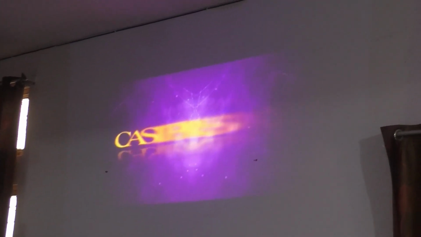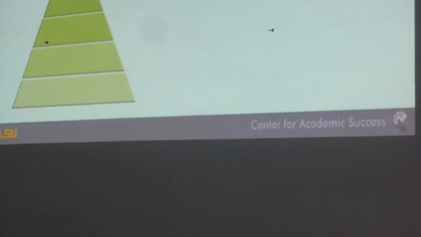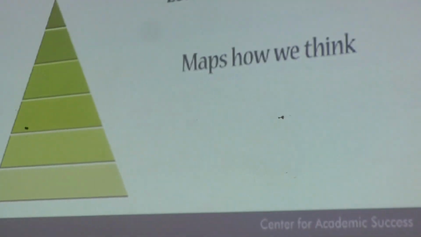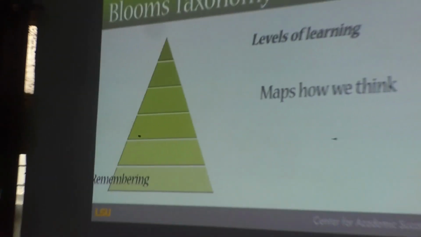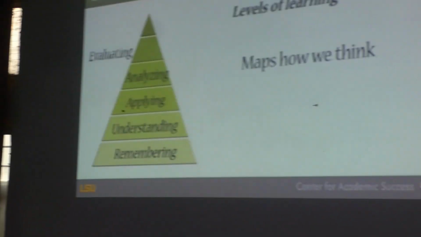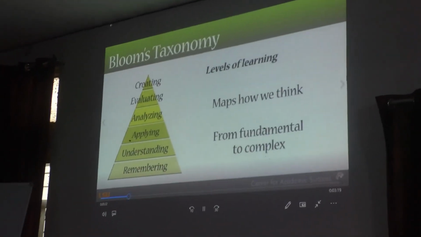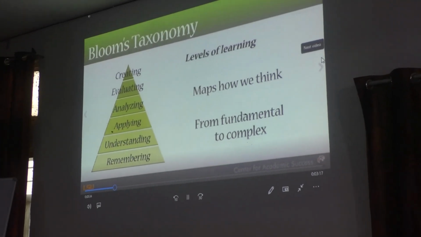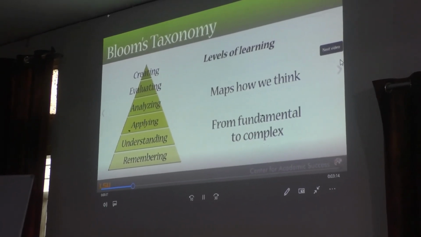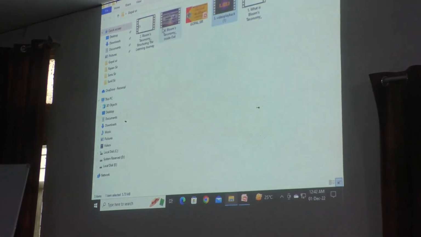The Center for Academic Success presents Bloom's Taxonomy, a classification of learning levels. It maps the way we think and process information. The levels of learning are remembering, understanding, applying, analyzing, evaluating, and creating. The lower levels are more straightforward and fundamental, while the higher levels are more complex. Let's see how Bloom's Taxonomy can help you with your learning. Level 1, remembering.